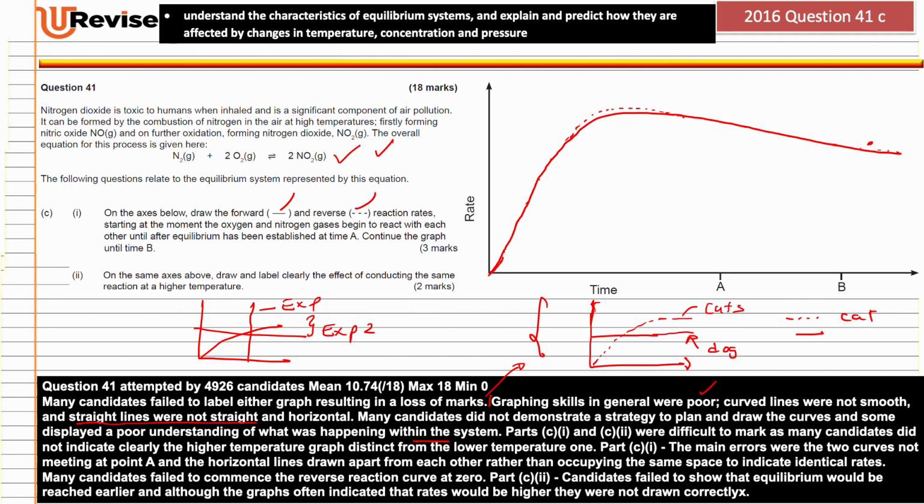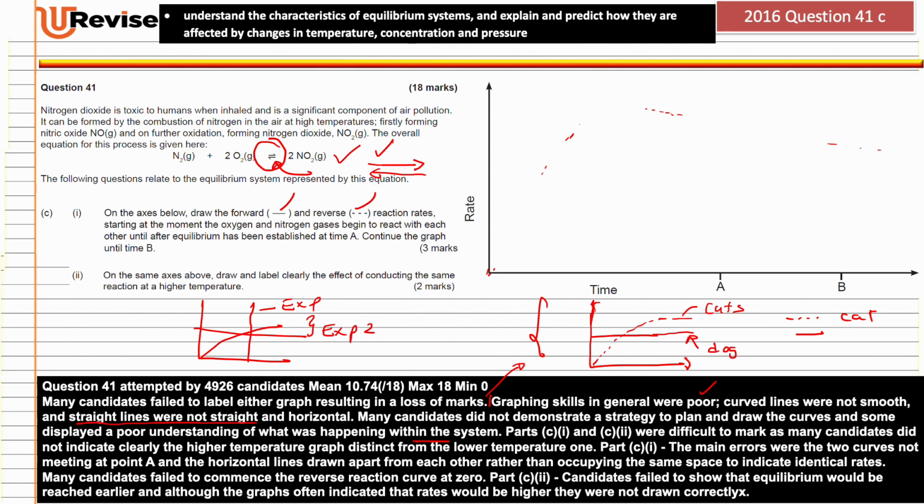Part C1, the main errors were two curves did not meet at a point and the horizontal lines drawn apart from each other. Now, for this graph here, the general shape you were supposed to get would look something like this. Let me get rid of this mess here. So if you've got a system and you're displaying the rate of reaction, we know that when a system reaches equilibrium, according to these two reversible arrows here, the forward reaction and reverse reaction are occurring at the same rate. And this y-axis represents rate.